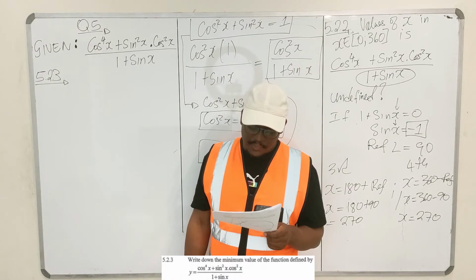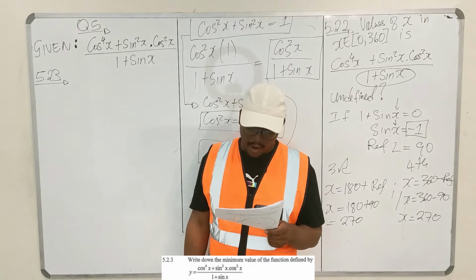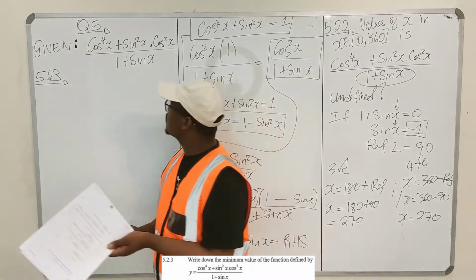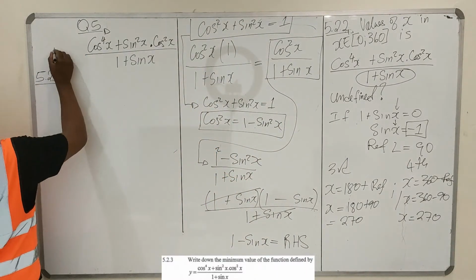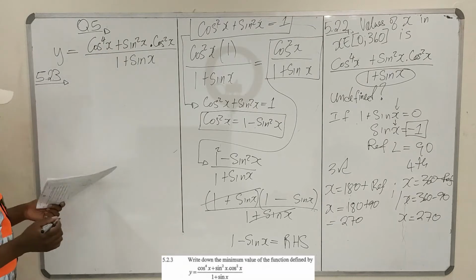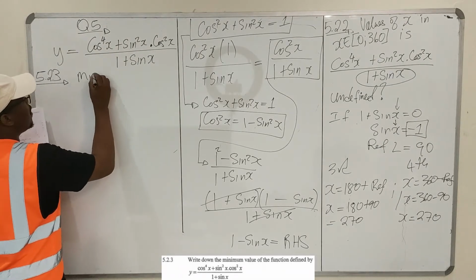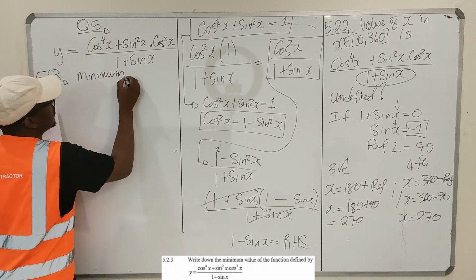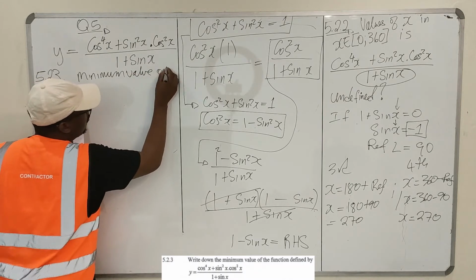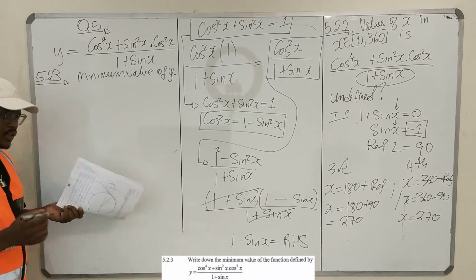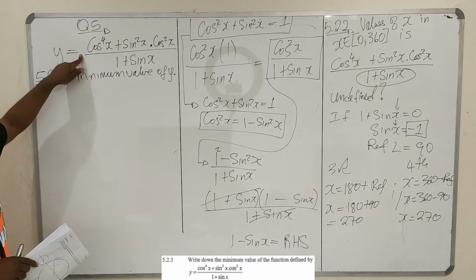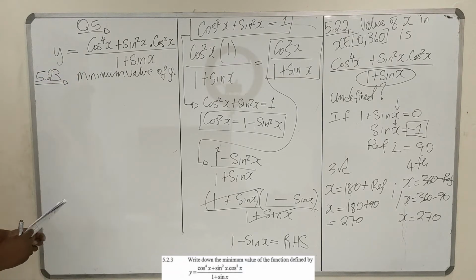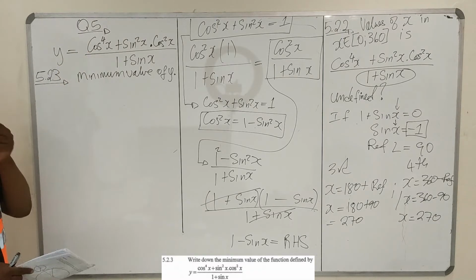That's saying write down the minimum value of the function defined by y equal to this thing. So you have a function y defined by this, and they want the minimum value of y. That is what they want from you. Minimum is the smallest value of this thing.